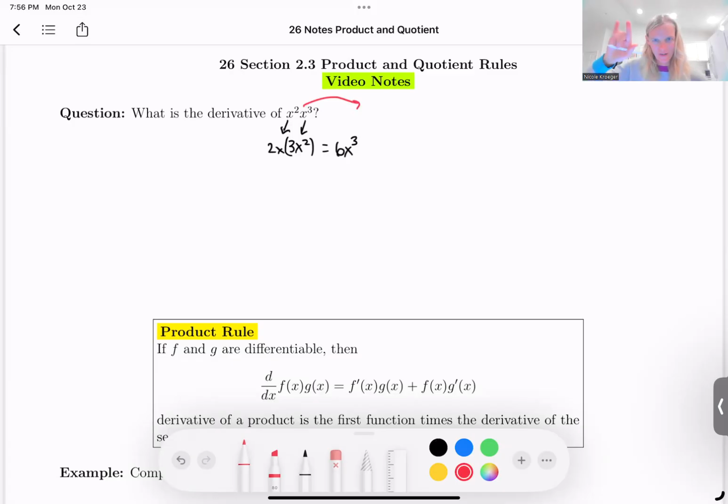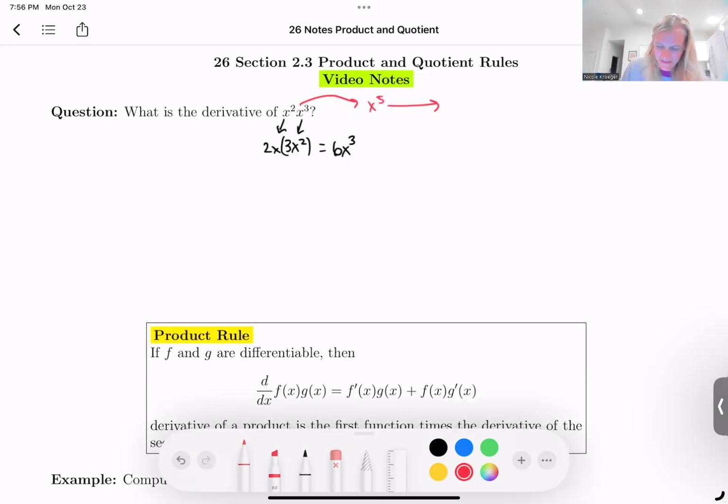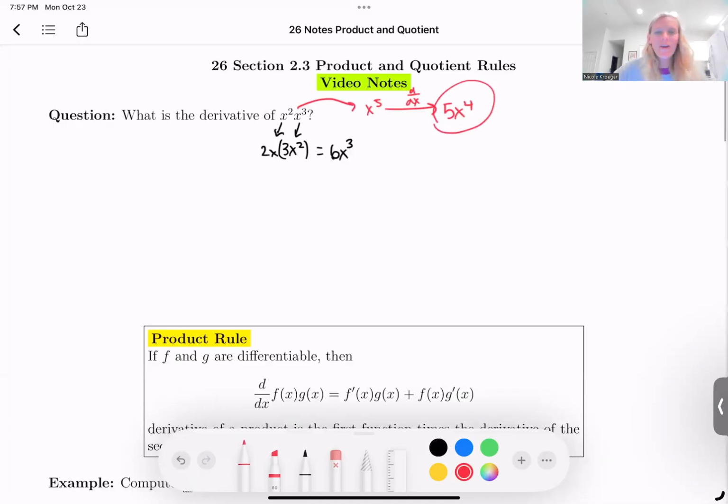So if we simplify this first, we add those exponents. So we get x to the fifth, and then we take the derivative. I'm going to write d over dx here to indicate I'm taking the derivative, and I get 5x to the fourth. So 5x to the fourth has to be the correct answer because I've simplified, I found the derivative. So that 6x cubed was not correct. The main reason of doing these two different methods here is to show you that if I have two functions multiplied by each other, I cannot just take their derivative separately and multiply them together.